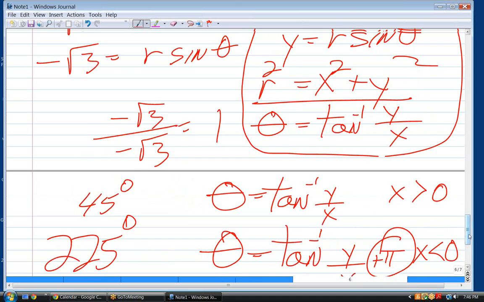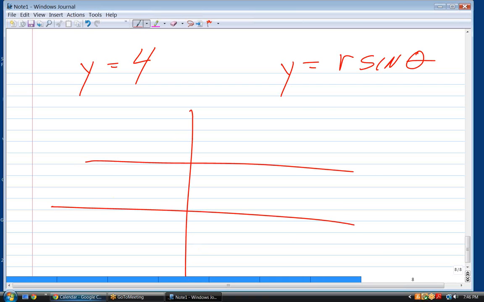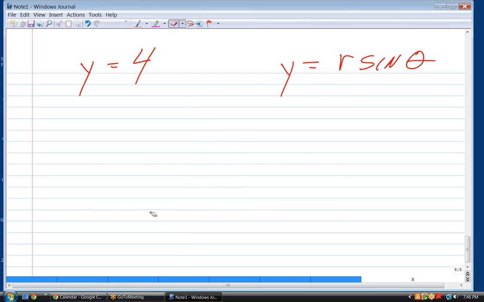This is converting the rectangular equation to polar form. The first one is y equals 4. Well, we know y is equal to r sine theta. We also know that that's a horizontal line. So it's going to actually be a more complicated polar equation. So we have 4 equals r sine theta. y equals 4.